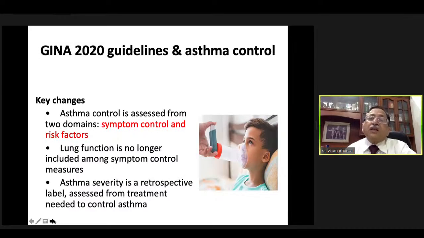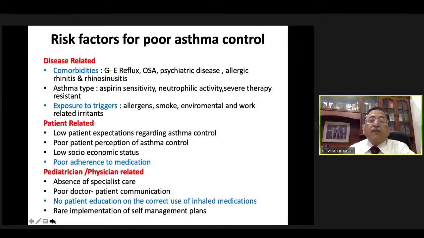So what are the key changes which GINA has outlined in its 2020 guidelines? There are two important things: symptom control and evaluation of the risk factors. Lung function is no more included among symptom control measures, and asthma severity is a retrospective label assessed from the treatment needed to control asthma. That needs to be understood very clearly.